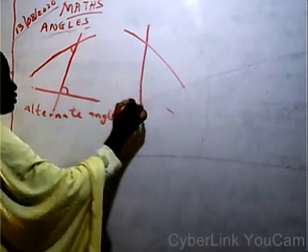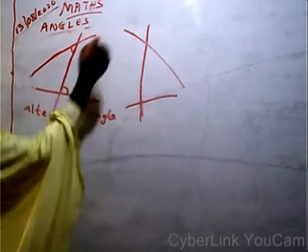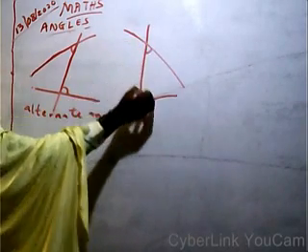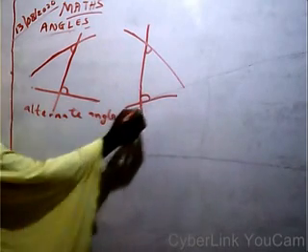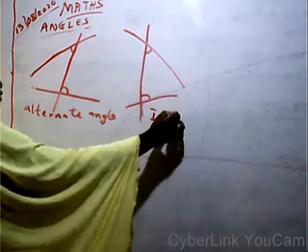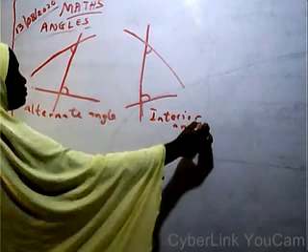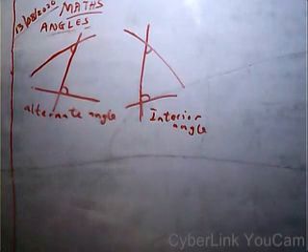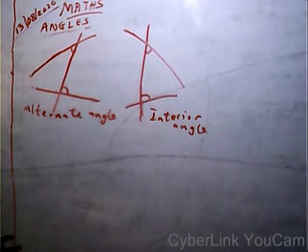Excuse me. Something like this. Interior, I told you they will be formed inside, Abby. Can you see? That is an interior angle. And mind you, when an interior angle is formed with non-parallel lines, it will not be equal to 180 again.